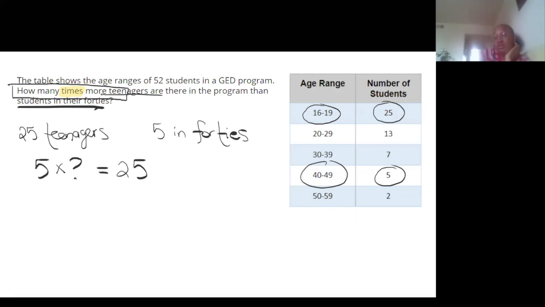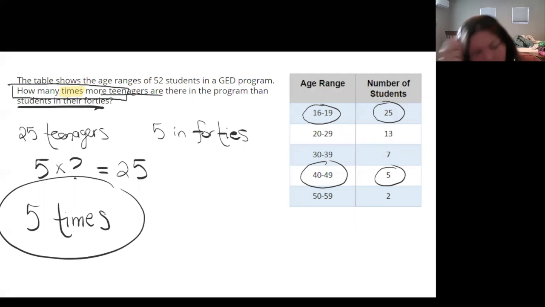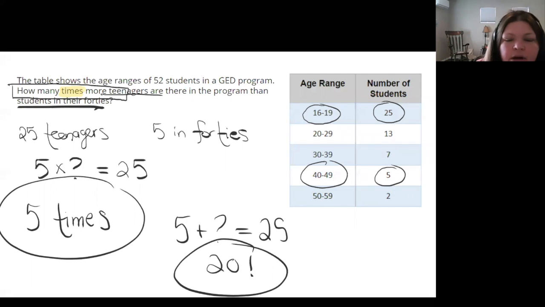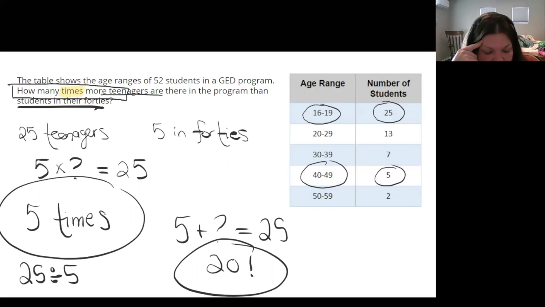5 times as much. That was why I was so anal about the way you phrased that, Amy, because students who read that as how many more do subtraction. They say how many more? Well, that's 5 plus what equals 25. And they turn that around and subtract and give me a difference problem and they go 20. Okay, but how many times more? Now I need to think 5 times what is 25, or another way of thinking that, working it backwards: 25 divided by 5 is 5.